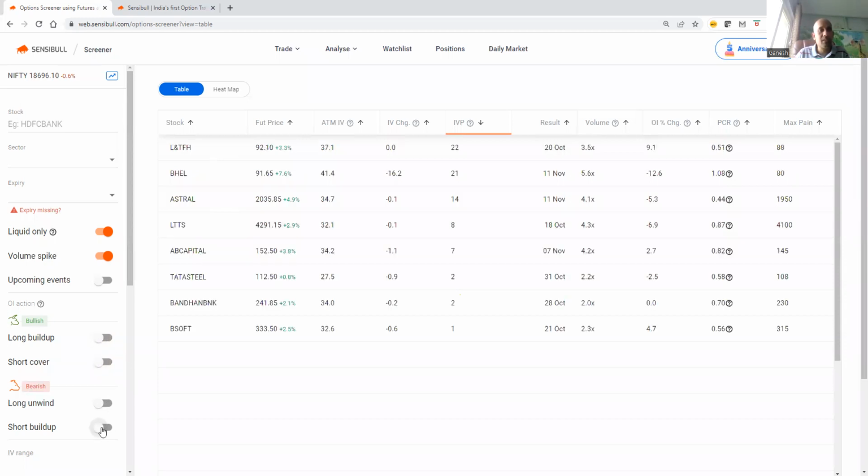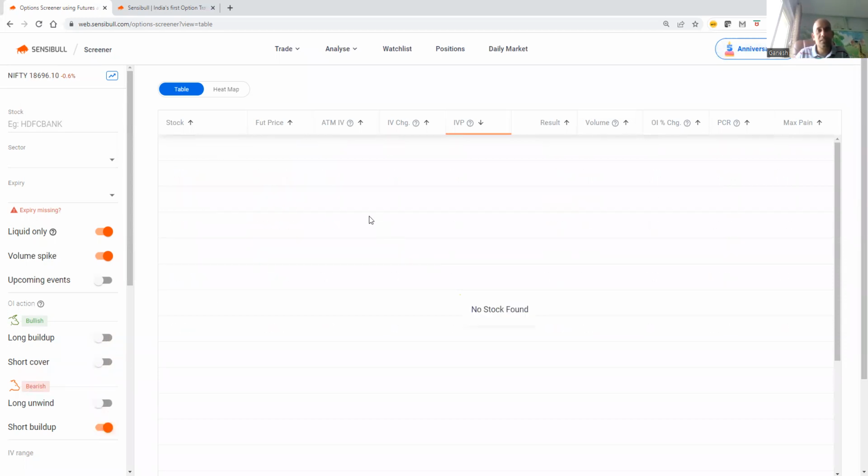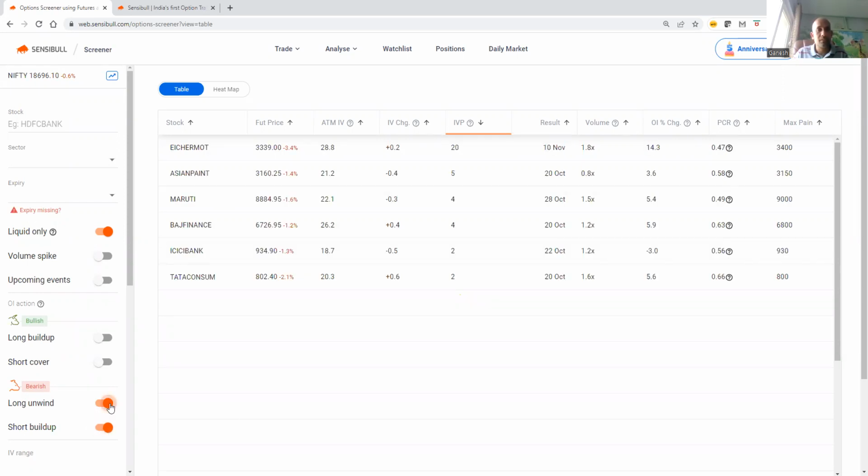Similarly, short buildup. All those things you can see, there is no long unwinding. Any long unwinding happening? Yes, ICICI Bank longs are unwinding, which means they are thinking the rally is over in ICICI Bank. They're unwinding their longs, and short build-up is happening. We can see short build-up happening here.